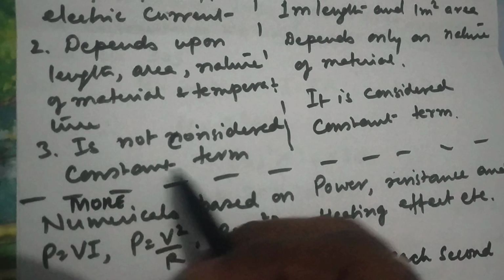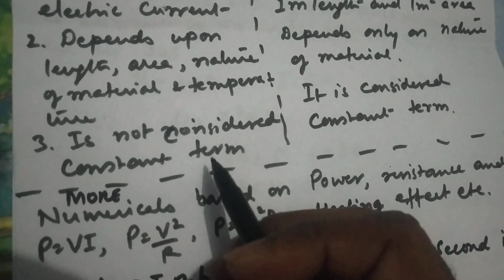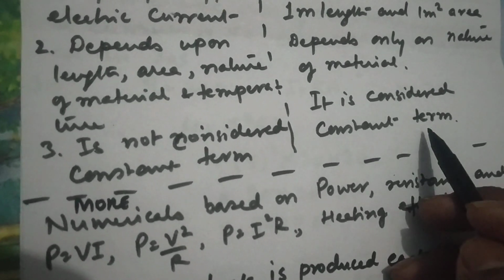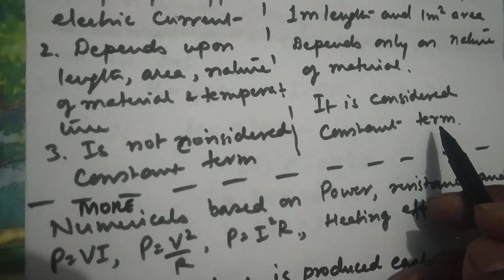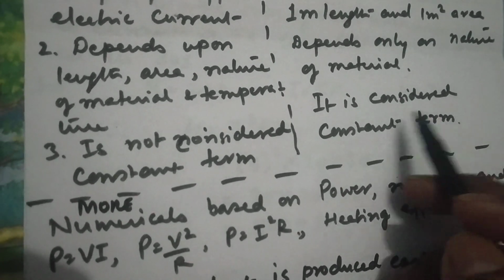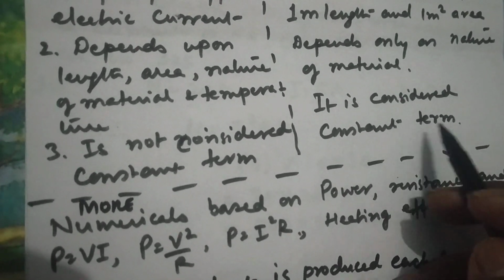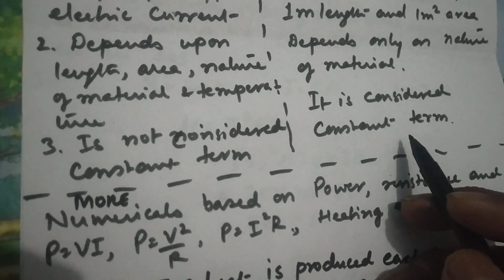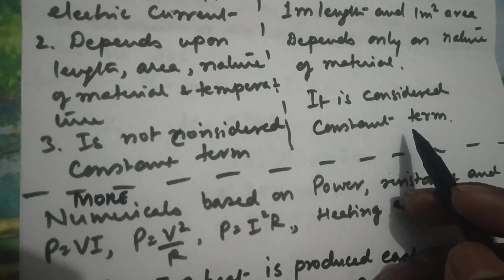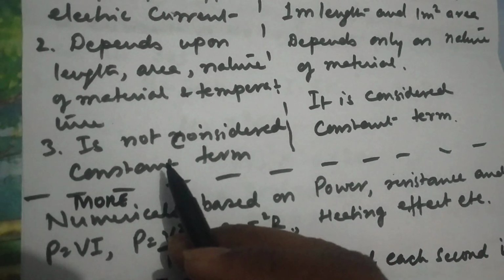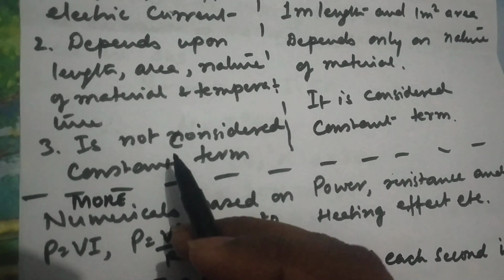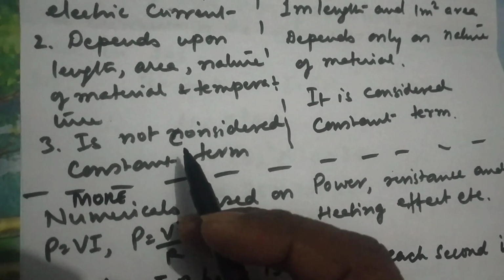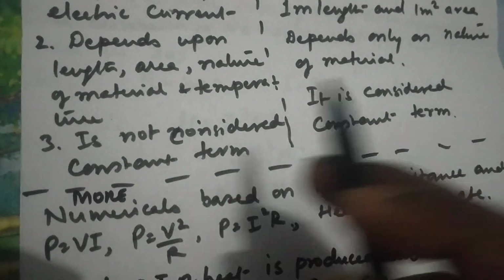Third difference, resistance is not considered a constant term or a constant of proportionality, whereas resistivity is a constant term, a constant of proportionality, which never changes unless we change the nature of the material. It never changes with the length, area, or temperature of the substance. But resistance can change with the length, with the area, with the nature, and with the temperature also. So these are the three differences.